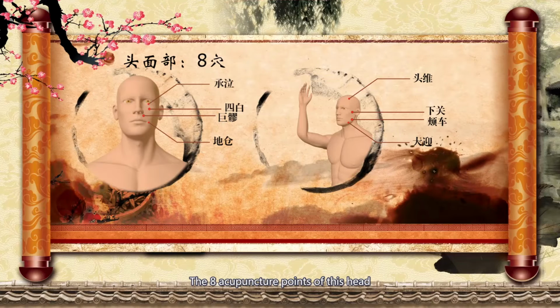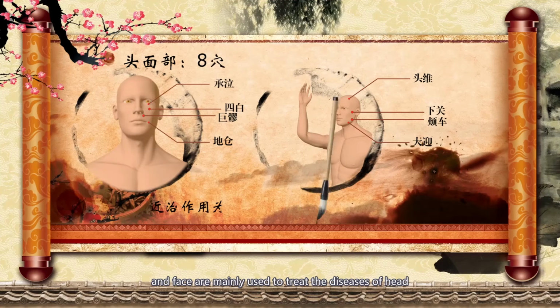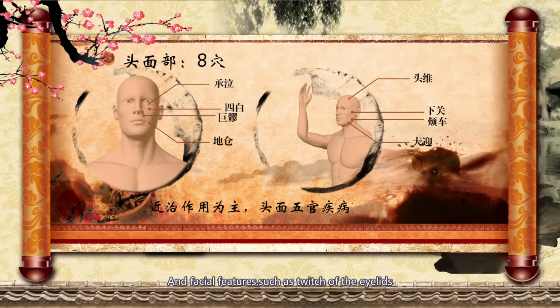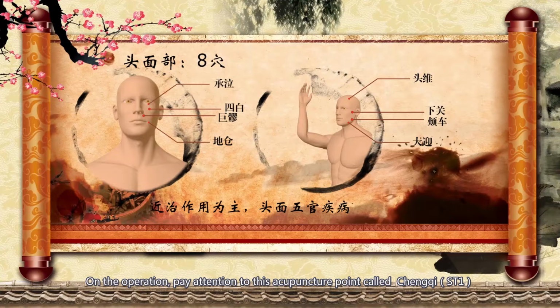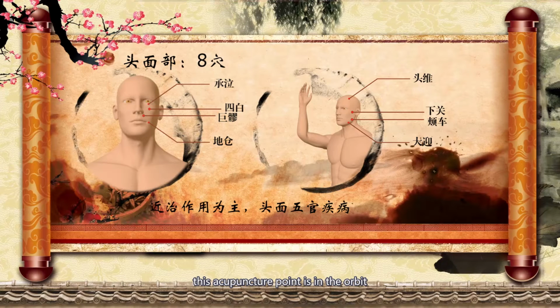The 8 acupuncture points of this head and face are mainly used to treat the diseases of head and facial features, such as twitch of the eyelid, night blindness, red face, vertigo, toothache, epistaxis, and so on. On the operation, pay attention to this acupuncture point called 承泣. This acupuncture point is in the orbit, and the specific operation method needs further study.